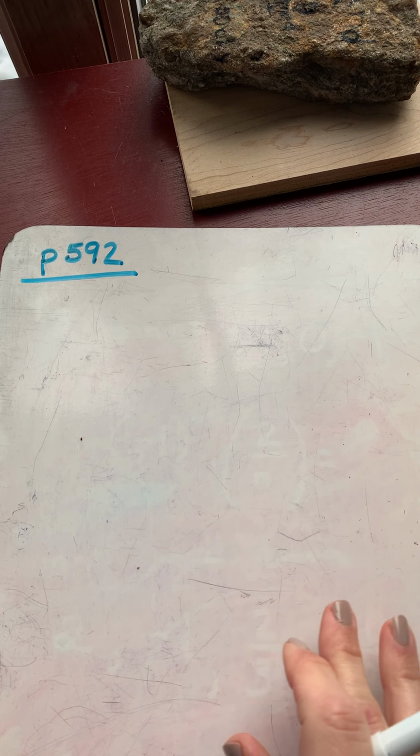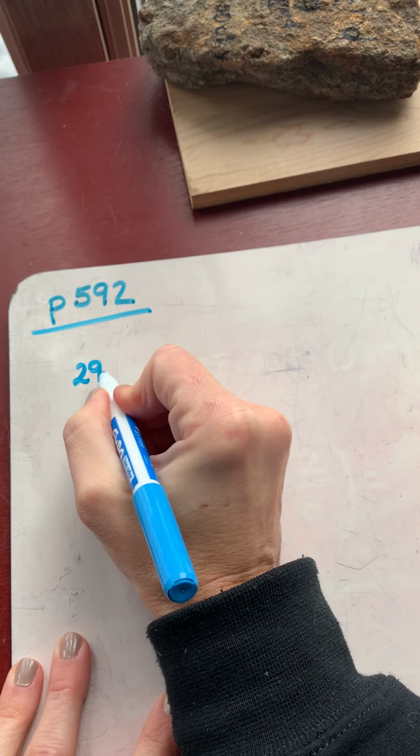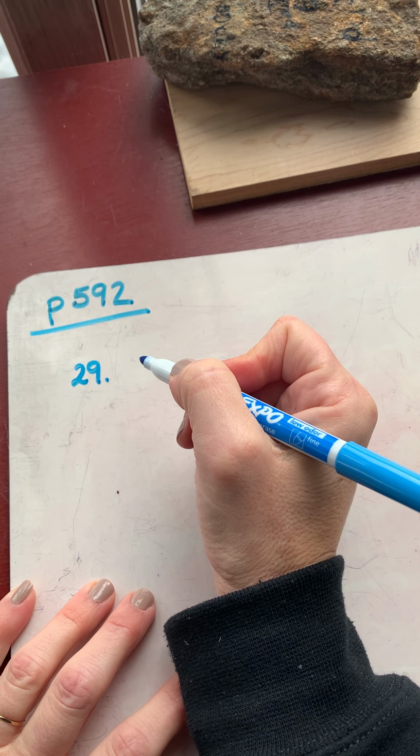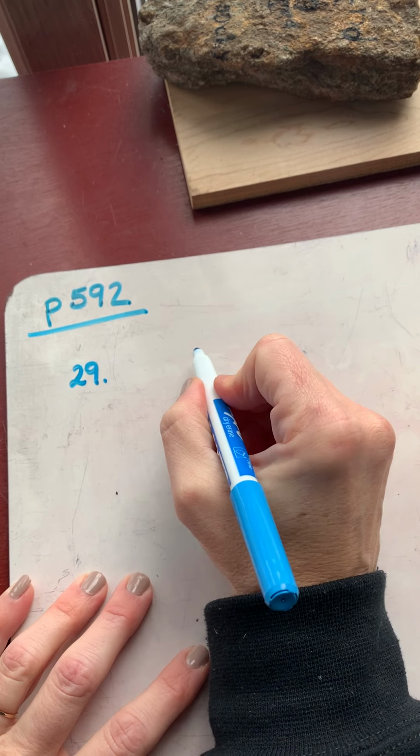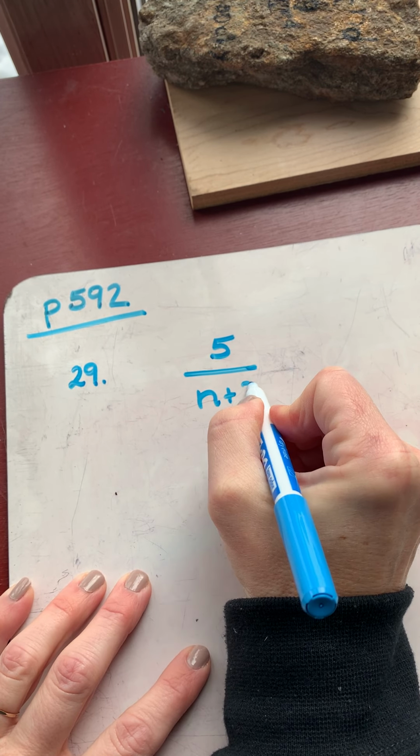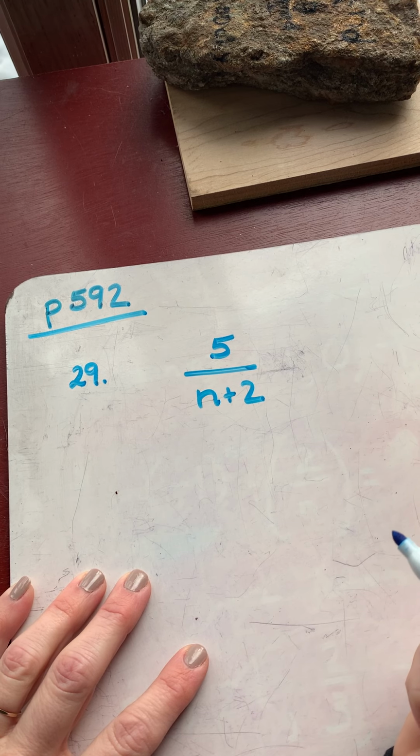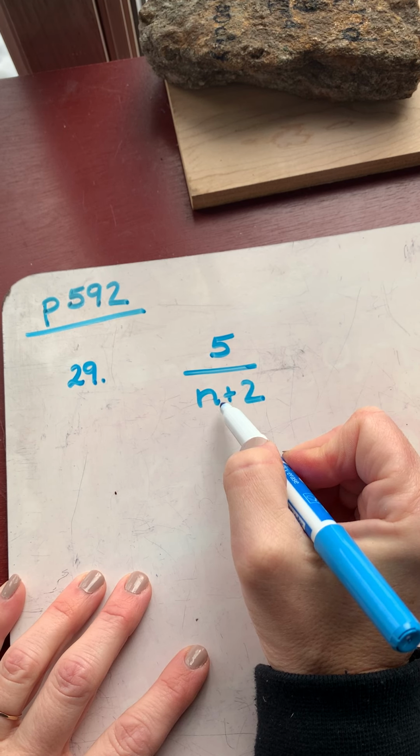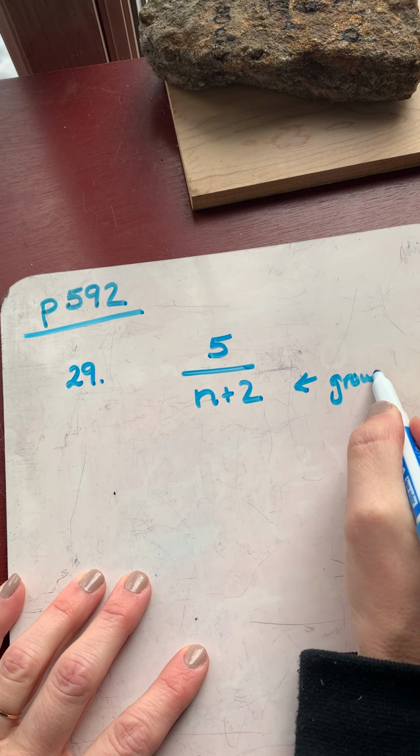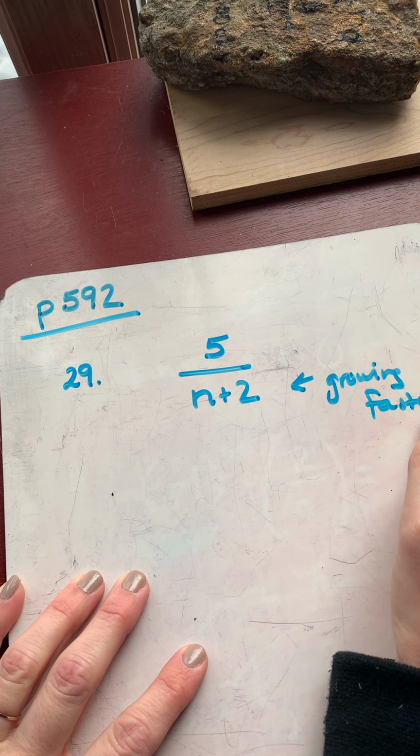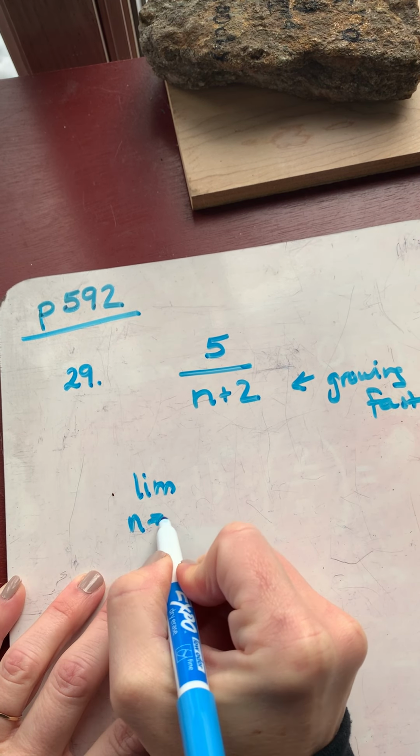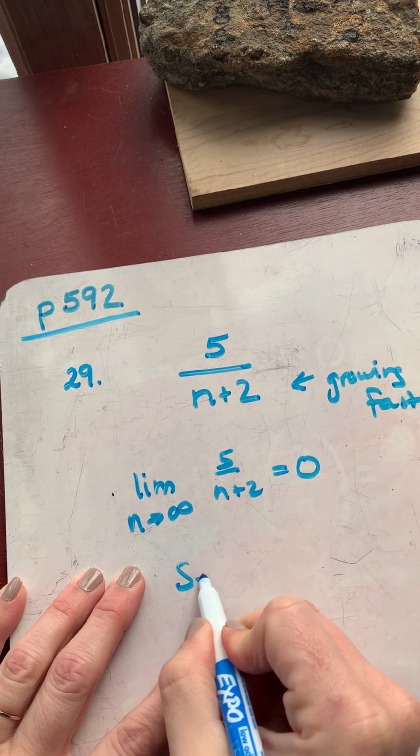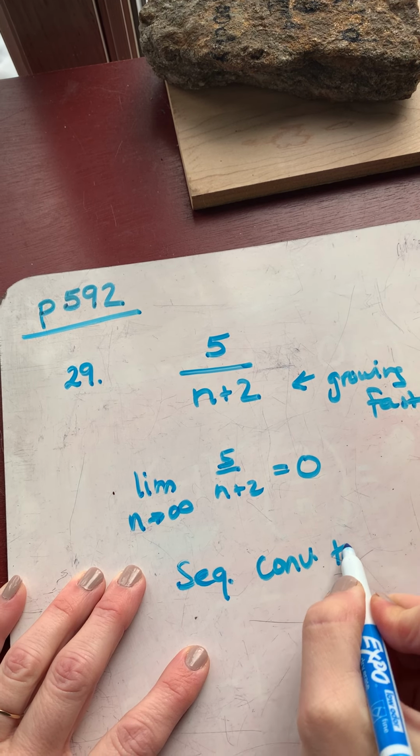Okay, number 29. So now we get into actually deciding, do these converge or do they diverge? If the sequence converges, find its limit. So we have 5 over n plus 2. So I want to look and see which is growing faster, the top or the bottom. Well, the top is only a constant, the bottom has a variable, so the bottom is growing faster. That means that the limit as n approaches infinity of 5 over n plus 2 is 0. So that means the sequence converges to 0.